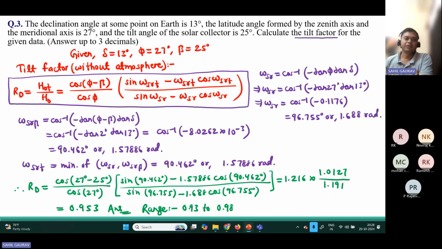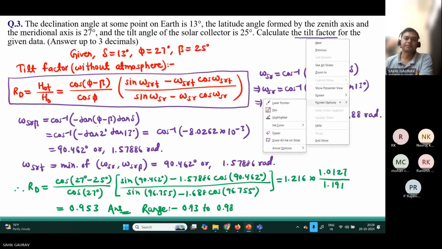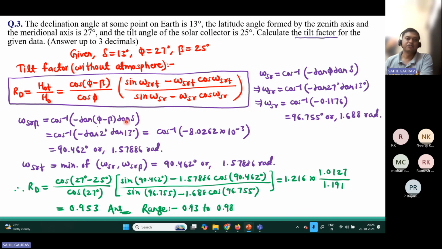Omega_SR beta will be cos inverse of minus tan(phi minus beta) into tan delta. So in place of phi, you substitute phi minus beta. You will get 90.462 degree or 1.5786 radian. And omega_SRT is the minimum of omega_SR and omega_SR beta, so it will be 90.462 degree or 1.5786 radian. Therefore, if we substitute all these values, we will get tilt factor 0.953.